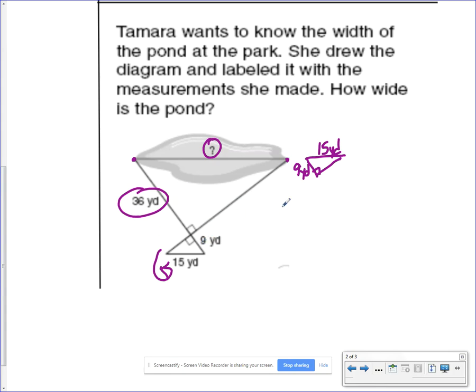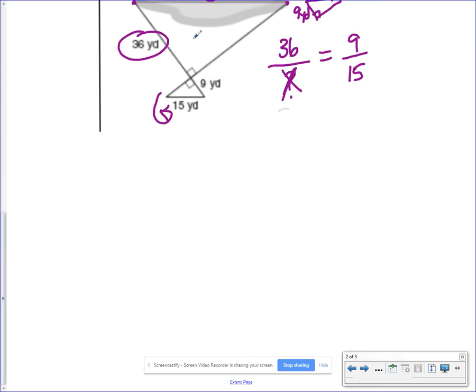I can't spin stuff in my head, so I'd rather set it up this way. The 36 side corresponds, well, we could do 36 is to the distance across, what do we call it, x, as 9 is to 15. And then go to town and see what you come up with. If you cross multiply, 36 times 15 is going to equal x times 9. To get x isolated, I'm going to counter multiplying by 9 with division, because 9 divided by 9 is 1.